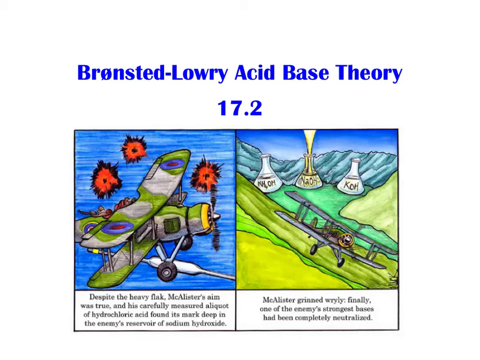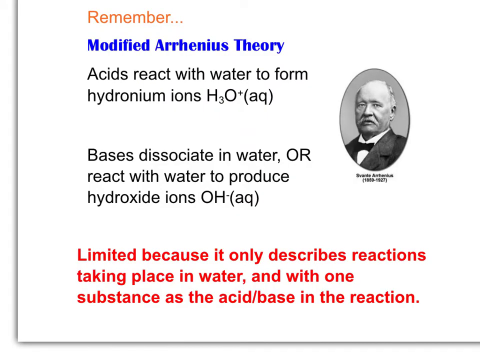Alright guys, here's where we get to the acids and bases parts of equilibrium. This will make up the rest of our unit. I just wanted to remind you of Arrhenius' theory that acids react with water to make hydronium ions, and that bases dissociate in water to react with water to produce hydroxide ions. So this was a very limited theory in that it only considers water as one of the reactants.